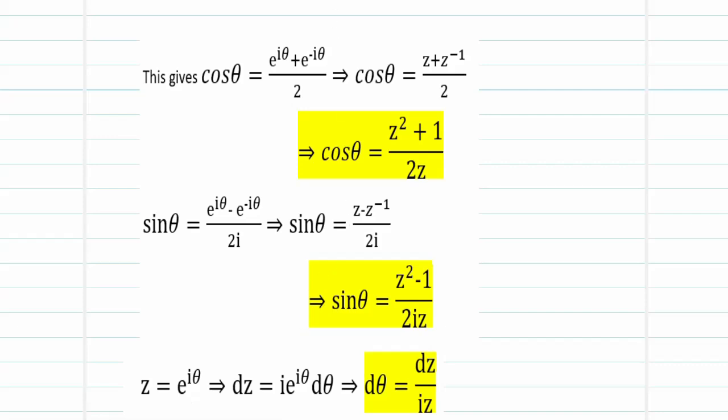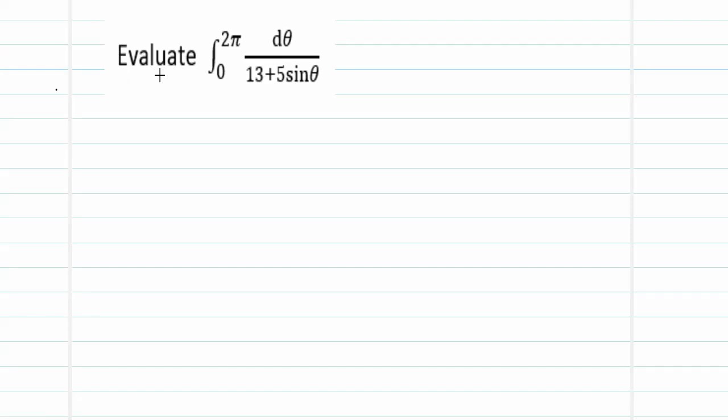we move on to evaluate the next problem, which is given as: evaluate the integral from 0 to 2 pi of d theta divided by 13 plus 5 sin theta. Now this represents a type 1 problem of real integral, where I have an integral from 0 to 2 pi of a function of cos theta and sin theta with respect to d theta.